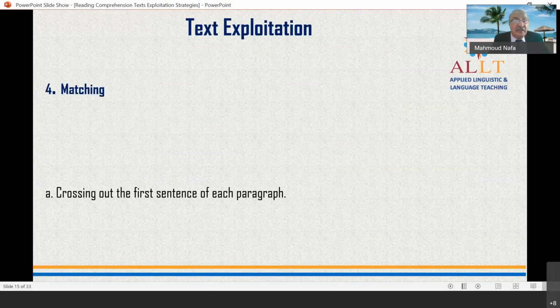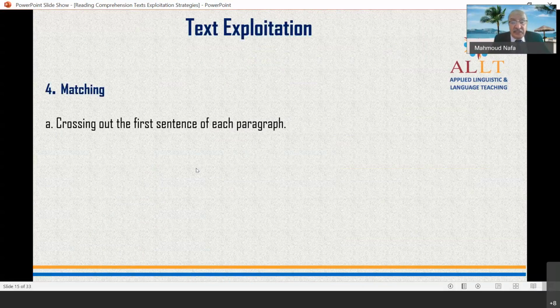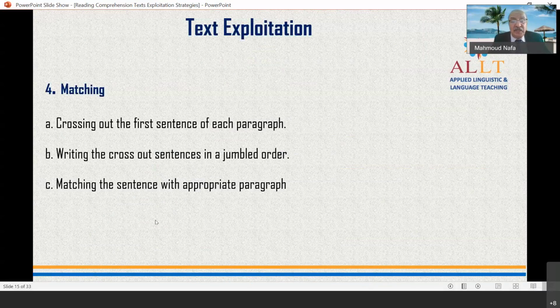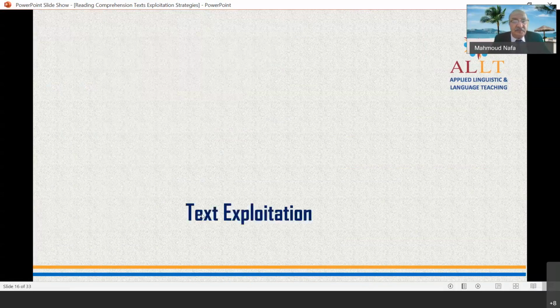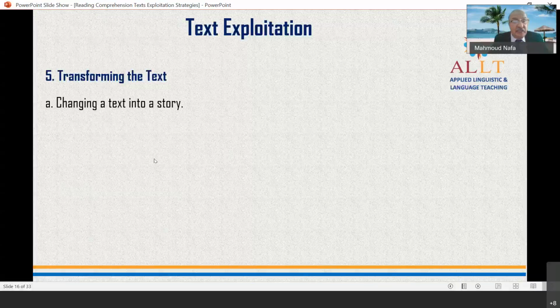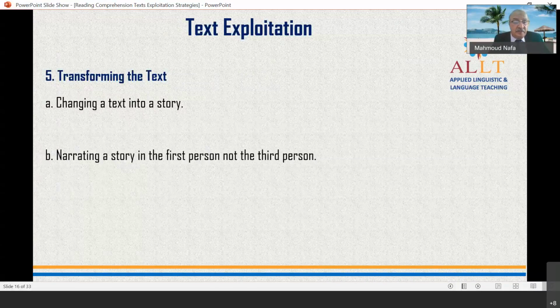Now, matching. You can cut the first sentence of each paragraph, write them across in jumbled order, then ask them to match the sentence with the appropriate paragraph. And this is in the IELTS. Transforming the text. This is the utmost creativity. Changing the text into a story. Now, this is not a story, this is informational. Change it to a story.